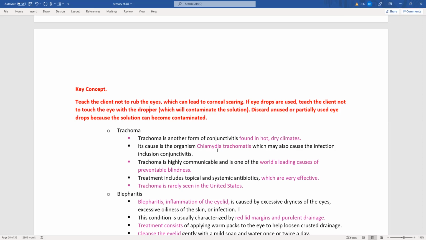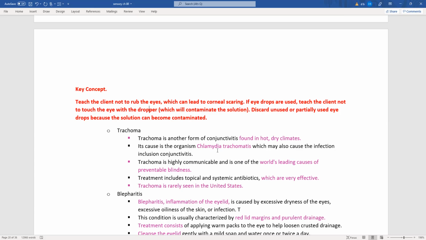Trachoma is highly communicable and one of the world's leading causes of preventable blindness. Treatments include topical and systemic antibiotics, which are very effective. Trachoma, like I said, is barely happening in the US. So you're going to give them topical and systemic antibiotics, meaning they're going to take antibiotics orally and put antibiotics on their eyes to clear it up.